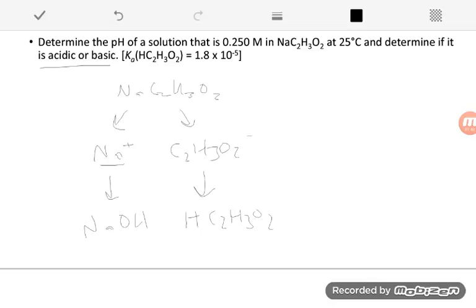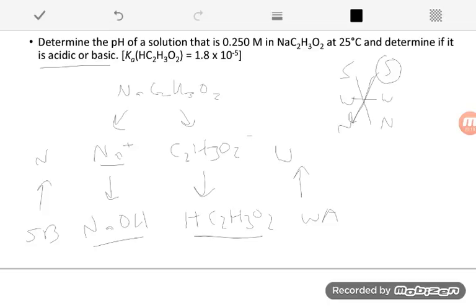So now we need to judge our relative strengths. So let's remember our little drawing here. If we have a strong thing, its conjugate is neutral. If we have a weak thing, its conjugate is weak. So we go look at NaOH. This is a strong base. So if we have a strong base, its conjugate is going to be neutral. Acetic acid, on the other hand, is a weak acid. And if we have a weak acid, its conjugate is going to be a weak base. So now we can decide, okay, weak versus neutral, weak wins. So overall, this is going to be a basic salt because it has this conjugate base in there.